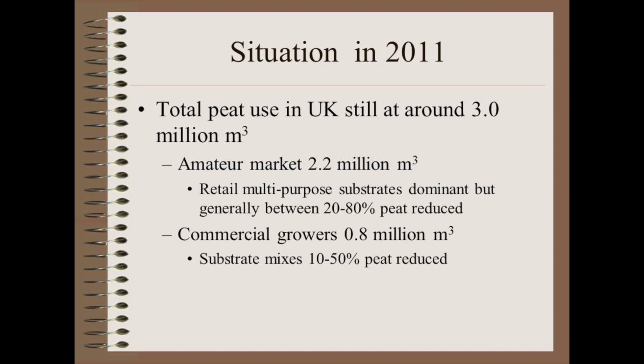So moving again slightly forward, 2011, peat use is still around about 3 million, the amateur market 2.2. But what we're now finding is that within that particular market, the multi-purpose, grow bags, etc., we are seeing peat being substituted by other materials. So Neil's listed there between 20 and 80% peat reduction. Commercial growers, about 0.8 million. Again, substrates, peat substitution, between 10 and 50%, depending which sector we're talking about.